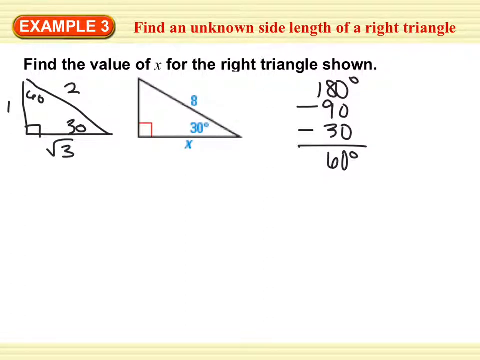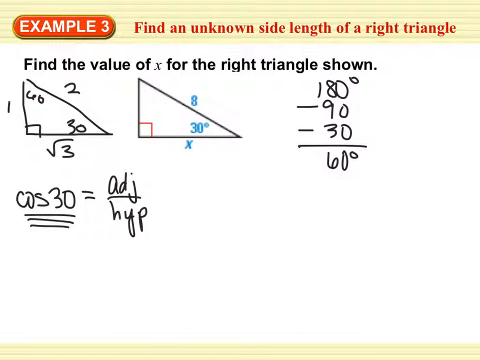2, root 3. That's the special triangle, right? So we can write an equation knowing that cosine of 30 equals adjacent over hypotenuse. So cosine of 30 is adjacent over hypotenuse, so root 3 over 2 from our special triangle. That equals adjacent over hypotenuse, x over 8.